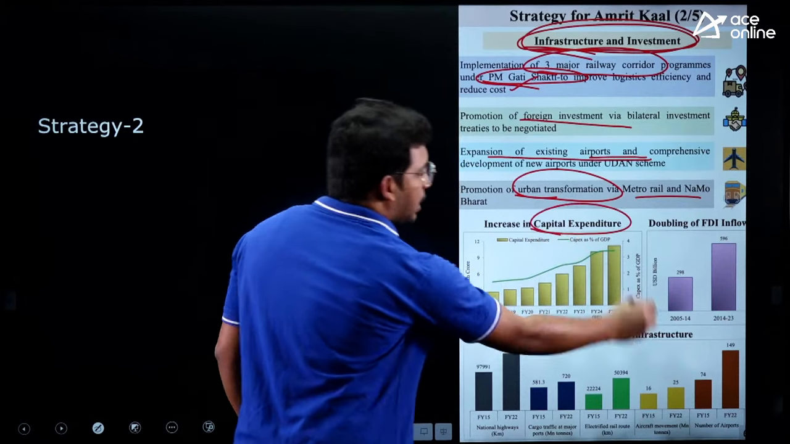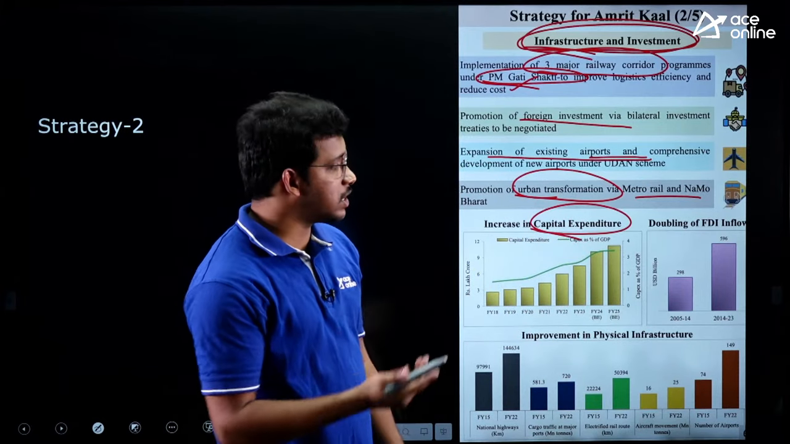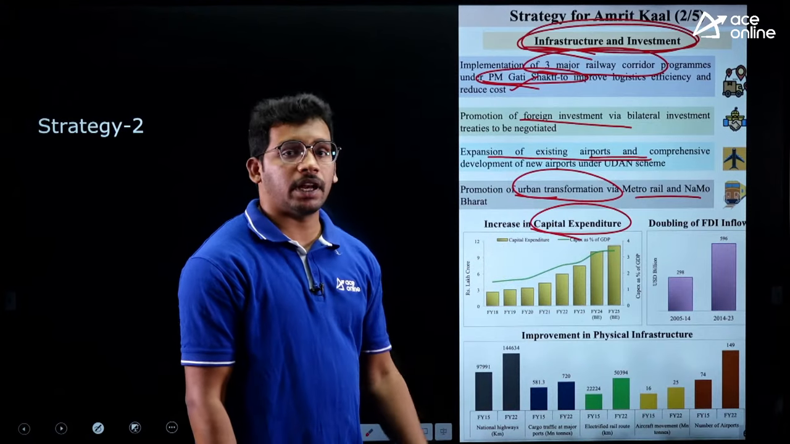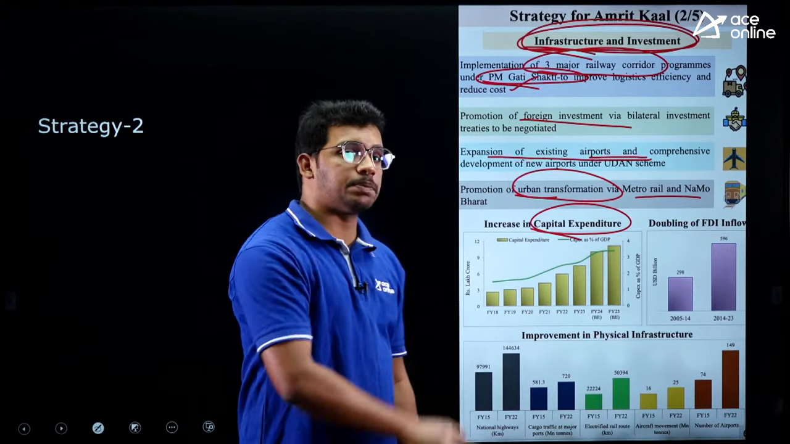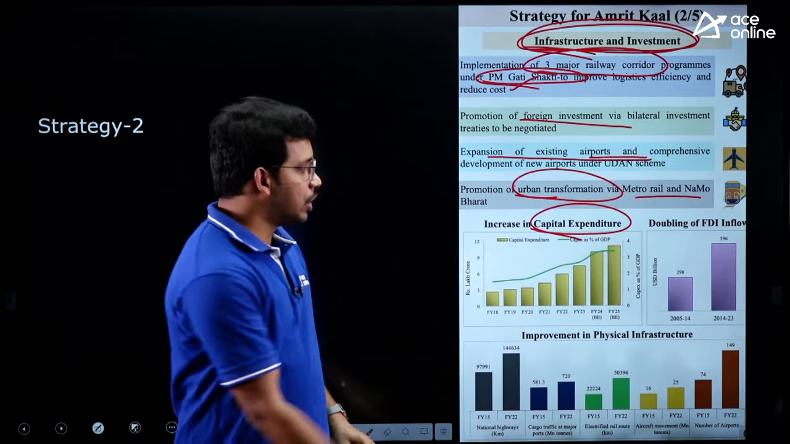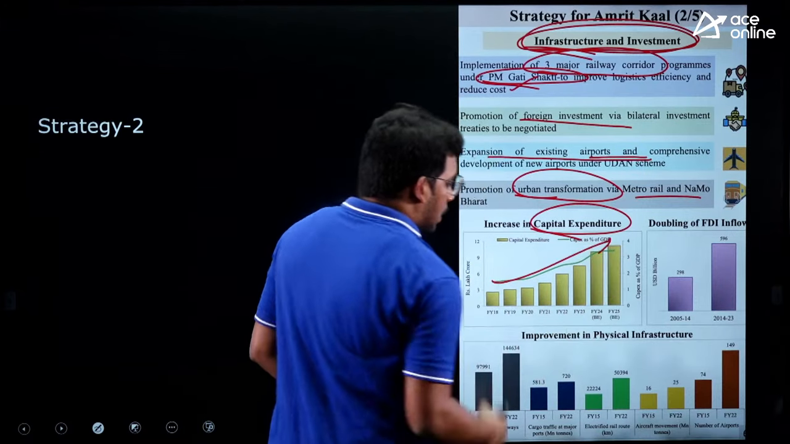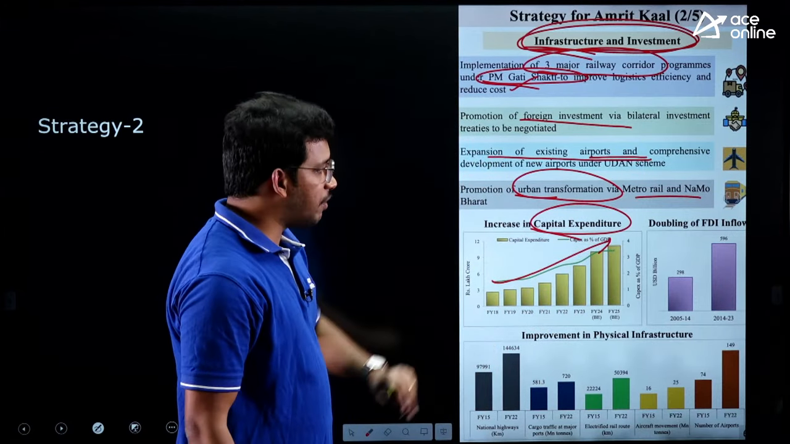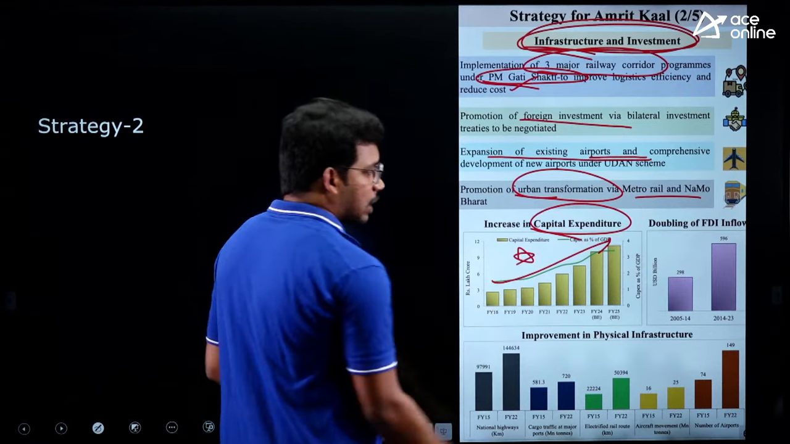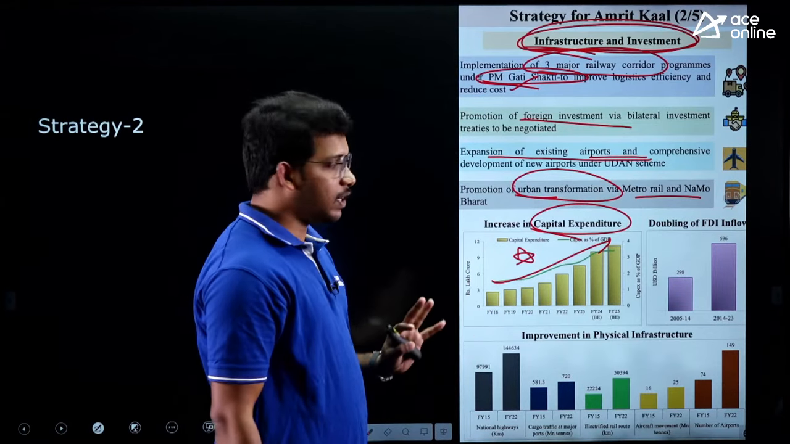Capital expenditure, we have seen when we were discussing the components of the budget. Capital expenditure means what? The amount of money spent on creation of assets. This keeps increasing year on year, which is a very good thing. You need to remember this. So capital expenditure is increasing.